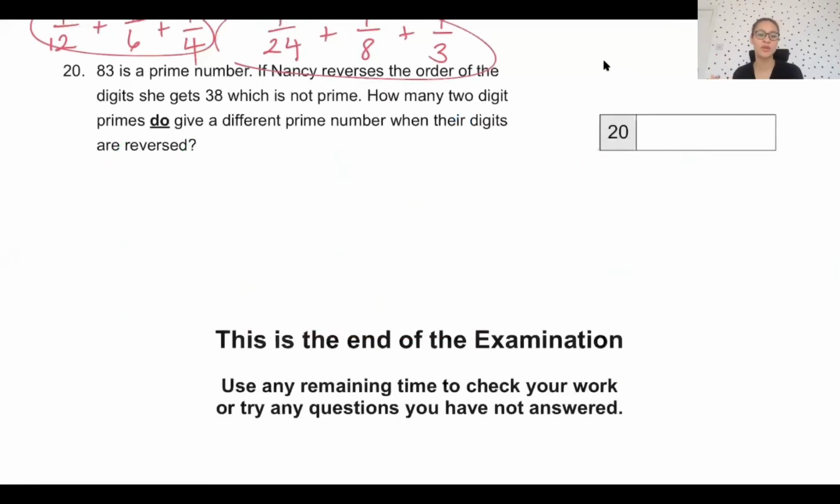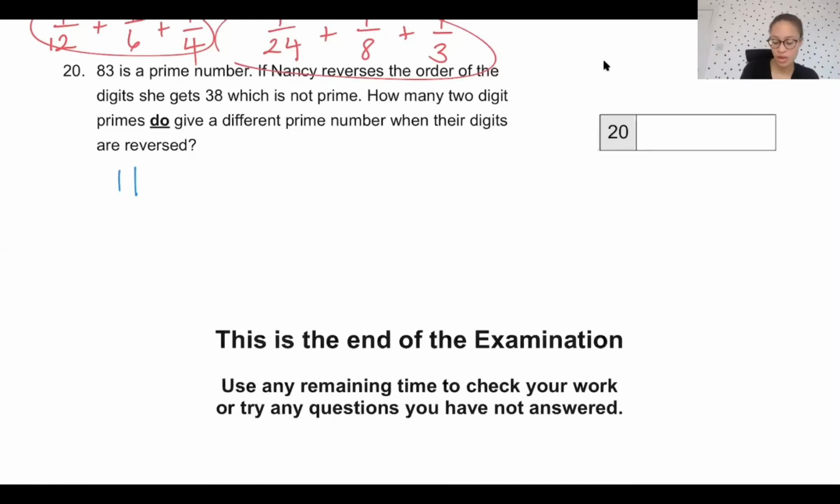Right, so number 20. We've got 83 as a prime number. If Nancy reverses the order of the digits, she gets 38, which is not a prime. How many 2-digit primes do give a different prime number when their digits are reversed? So we start off with the lowest 2-digit prime number, which is 11. Now we're going to ignore the early prime numbers like 5, because even if you put a 0 in front of it, it doesn't fit the criteria of the question. So let's just ignore that one.